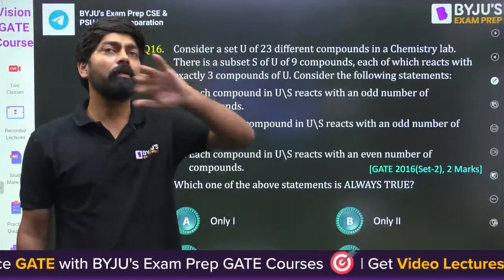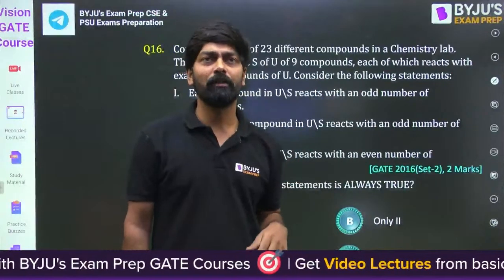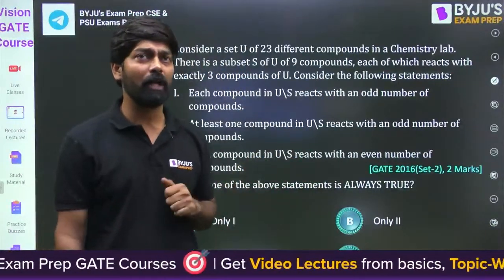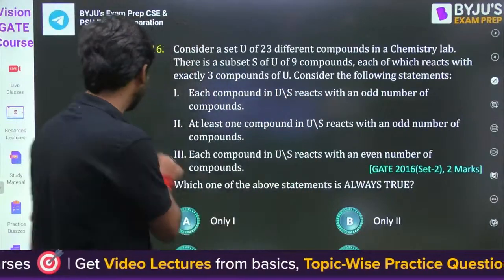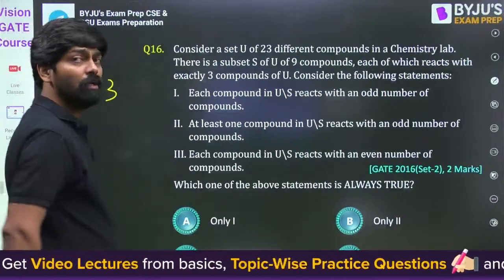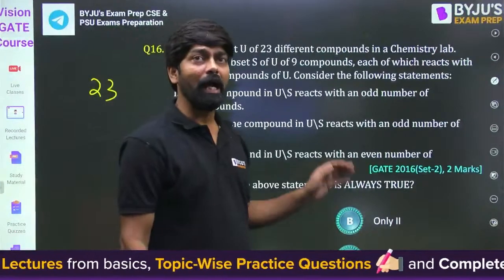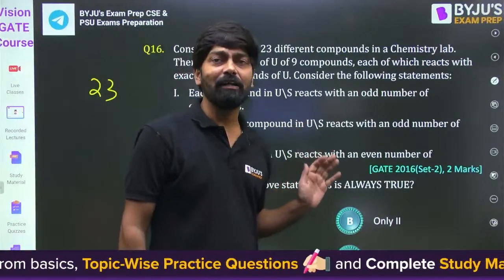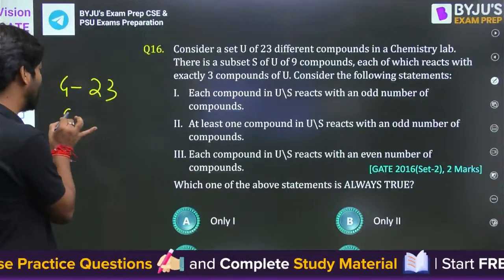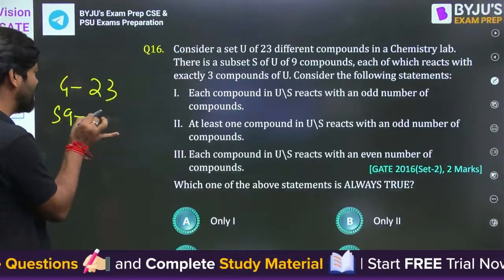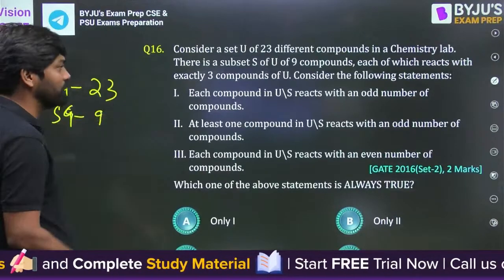Now you can read this question. What is the question telling? I am explaining in terms of graph theory. They are telling there are 23 vertices in the graph. And my dear friend, in a subgraph there are 9 vertices.